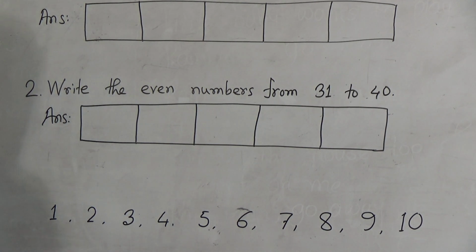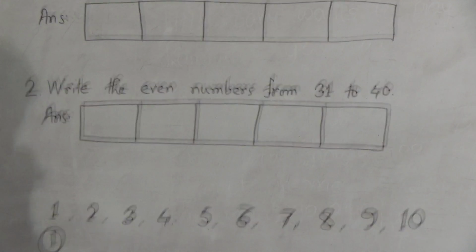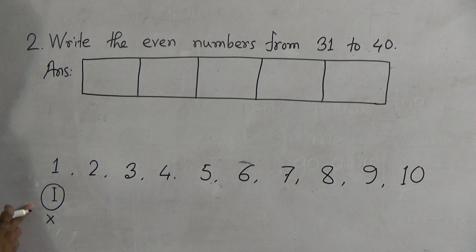Now look, it's the number 1. That means we can draw one stick. This one stick can't make a pair. That is why it's not an even number, but it's an odd number. The question is to find out the even numbers. That is why today we will find out only the even numbers.